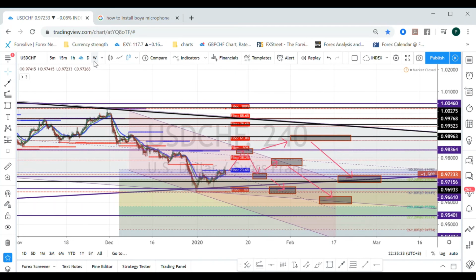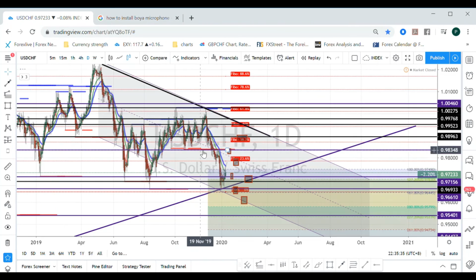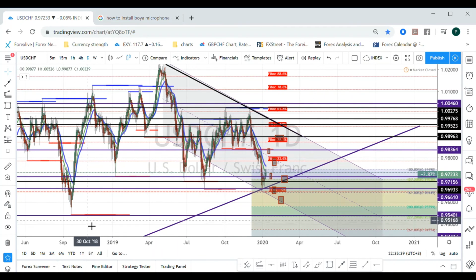Because if we look at the daily or weekly trend, the last time it was at 0.95 was around this region, about 1.5 years ago, around mid September. So I'm just thinking it might go up, come down, and then break this trend line, and then come down all the way to 0.95. And then I just continue this.